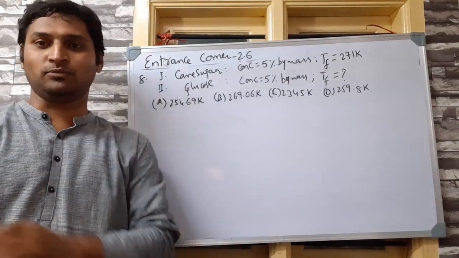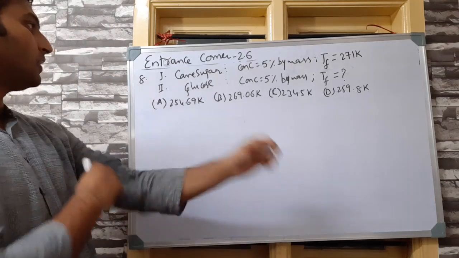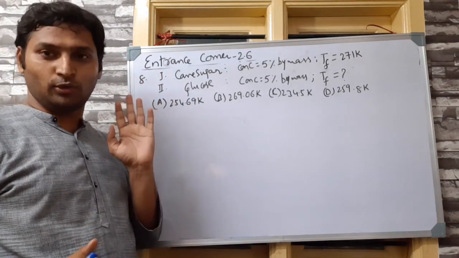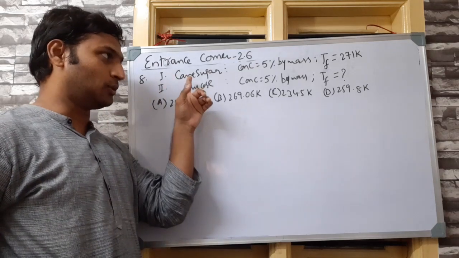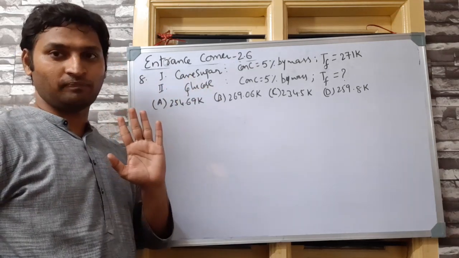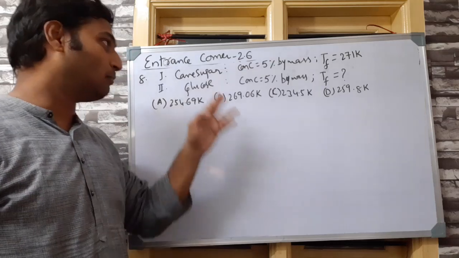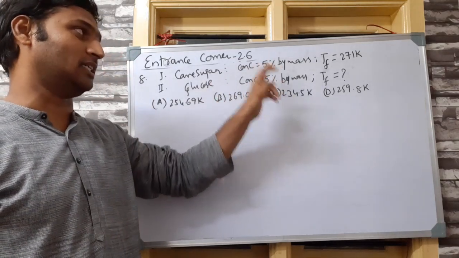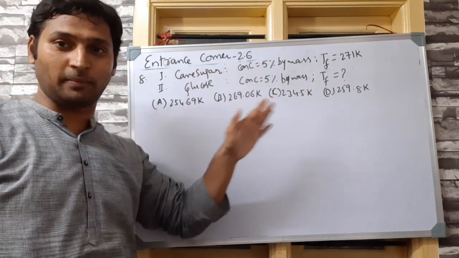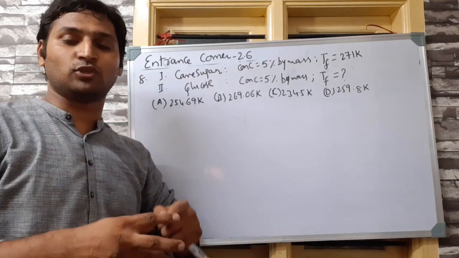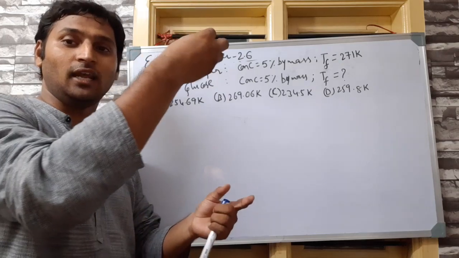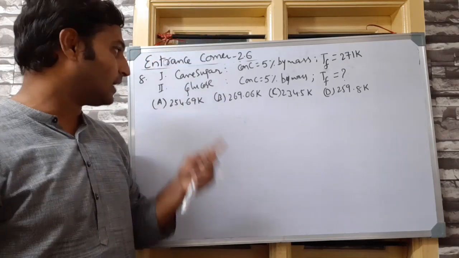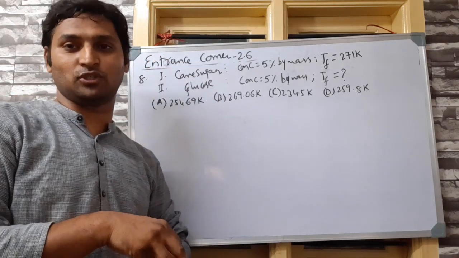Look at the last problem, students. See, two different solutes he has taken in water as the solvent. One is cane sugar, the other one is glucose. And he has prepared both the solutions with the same concentrations. Both 5% by mass, means 5 grams of solute in 100 grams of solution. That means 5 grams of cane sugar dissolved in 95 grams of water, and 5 grams of glucose dissolved in 95 grams of water.